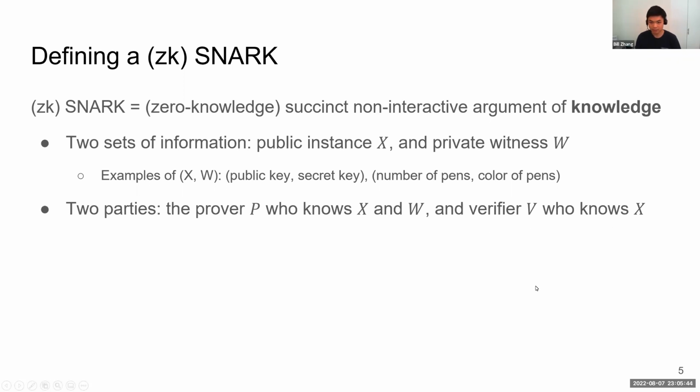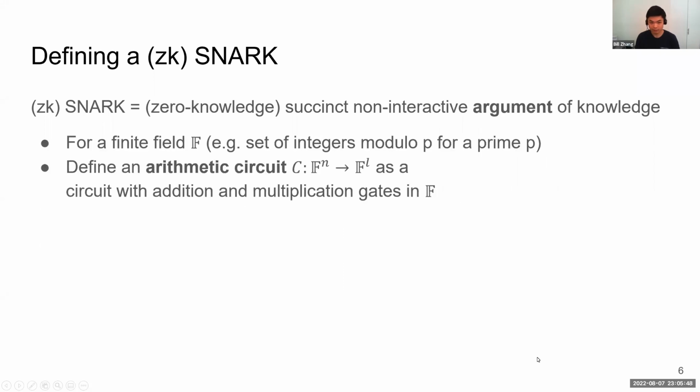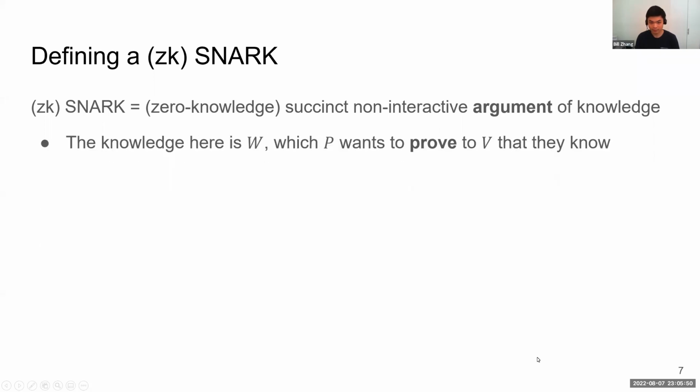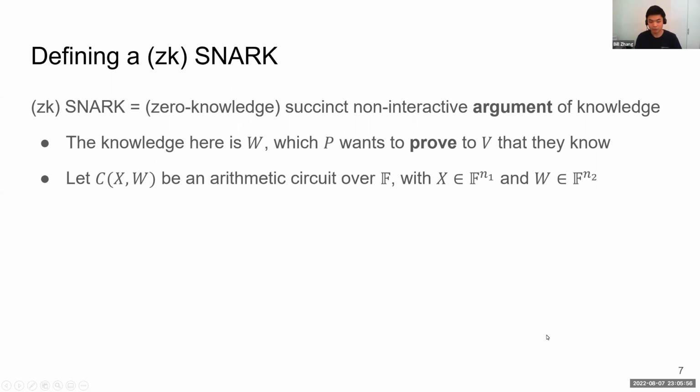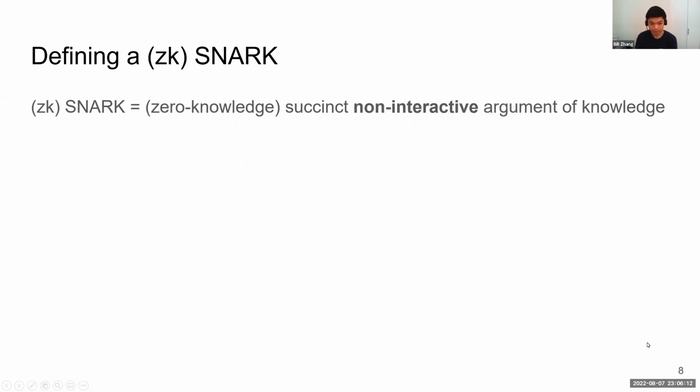And so the witness, W, is something the prover needs to be able to argue. The prover wants to prove to the verifier that they know W. And to formalize this, we have an arithmetic circuit here called C, which takes as input both the public instance and the private witness. And then formally, we want the prover to show the verifier that they know such a witness so that this arithmetic circuit evaluates to 0.